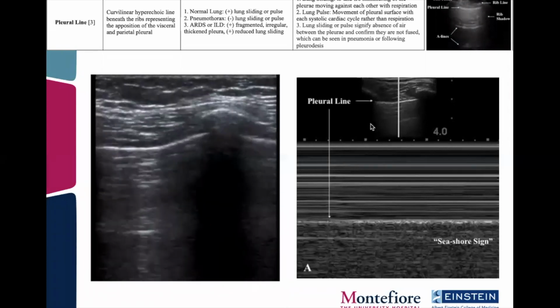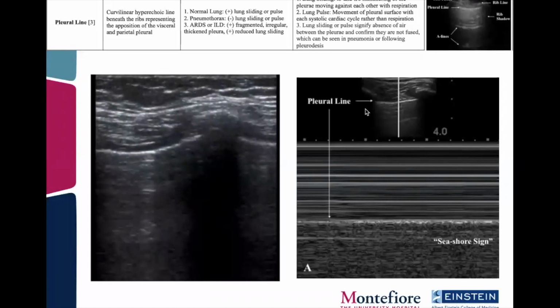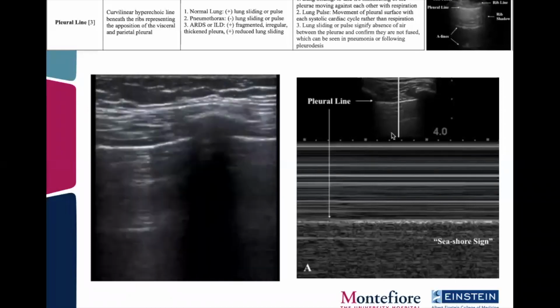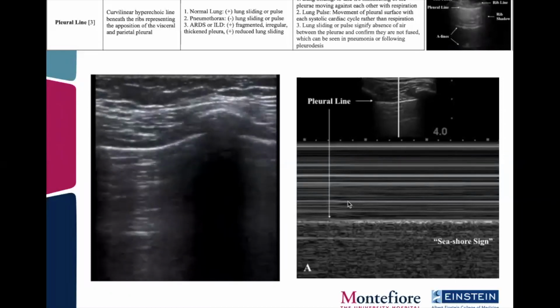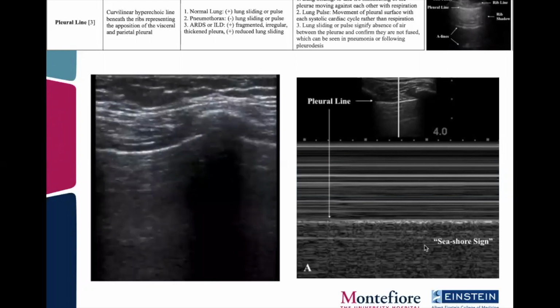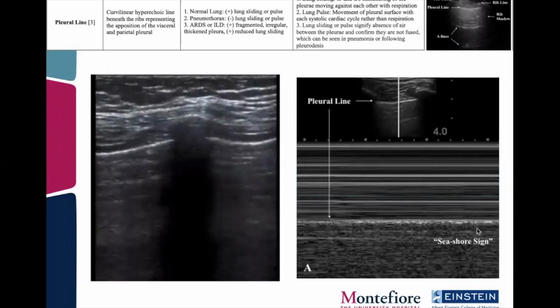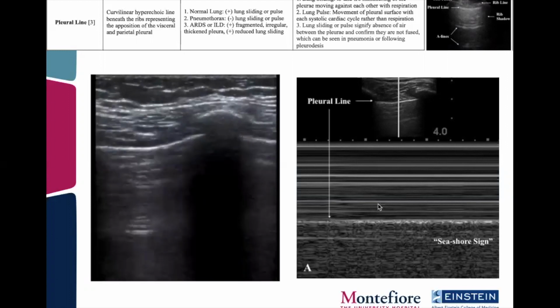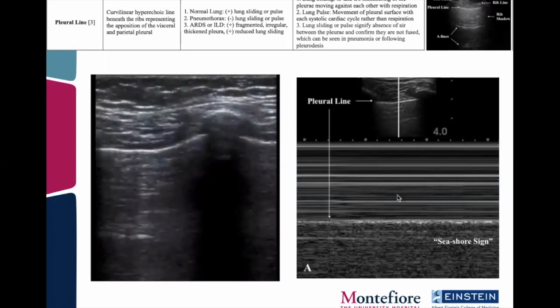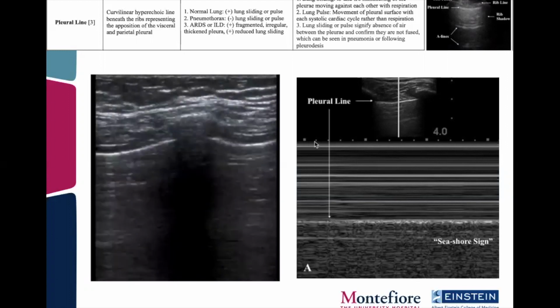And here on the right, we use M mode, which is motion mode, through the pleura. And over time, we see this granular artifact is generated from the lung beneath the pleural line. And this granular artifact is what we call the seashore sign, which indicates a normal lung.